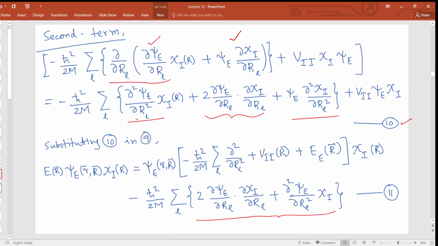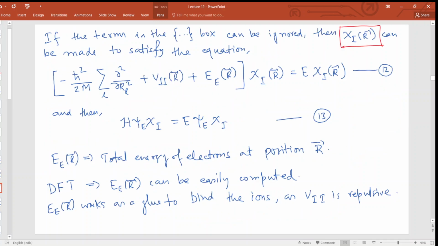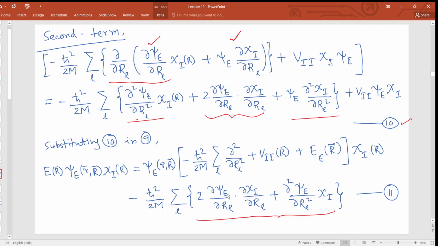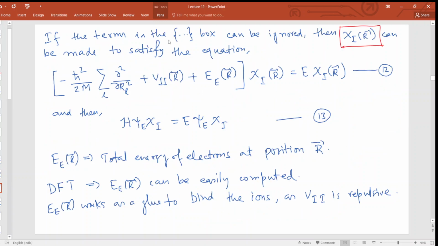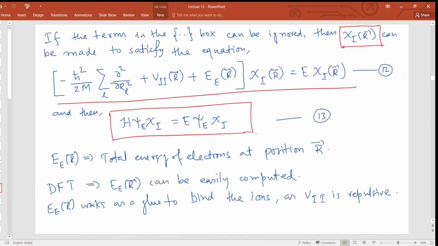Now what we are saying is that if somehow we can make the second term 0, that means psi_e del chi_I over del R_L plus del 2 psi_e over del R_L square times chi_I, that entire term has to be 0. If we can do that, then we will get this particular equation, which is equation number 12. It is a very simple expression, H psi equal to E psi, and from there you can find out the energy or wave function, all these things.